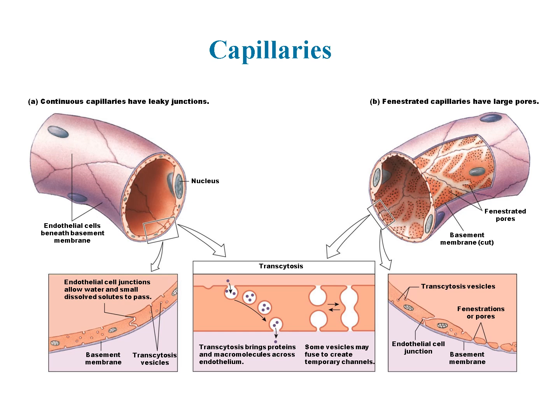Both continuous and fenestrated capillaries play crucial roles in maintaining proper circulation and tissue function. Their structural differences allow the body to regulate nutrient exchange efficiently based on the specific needs of different organs.